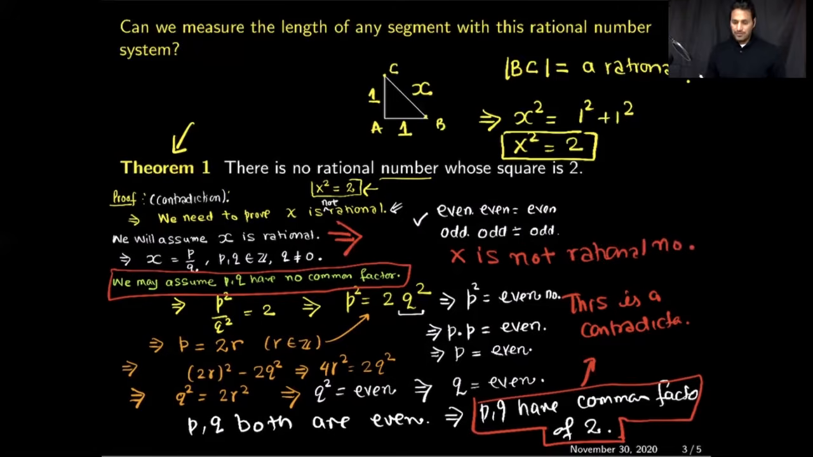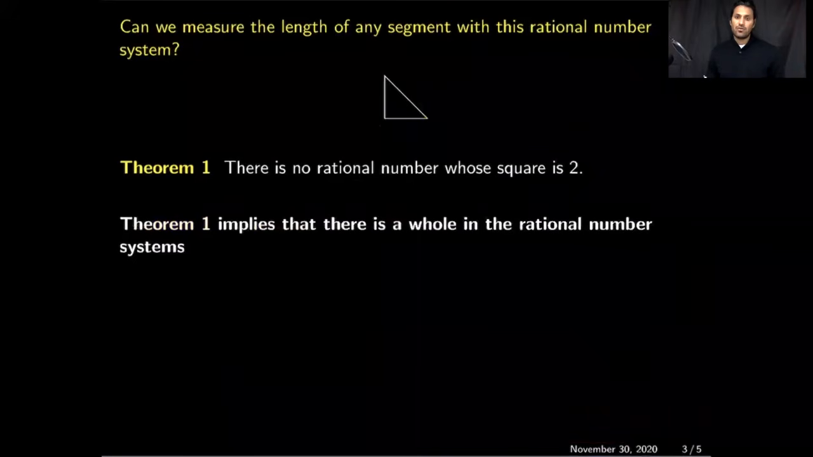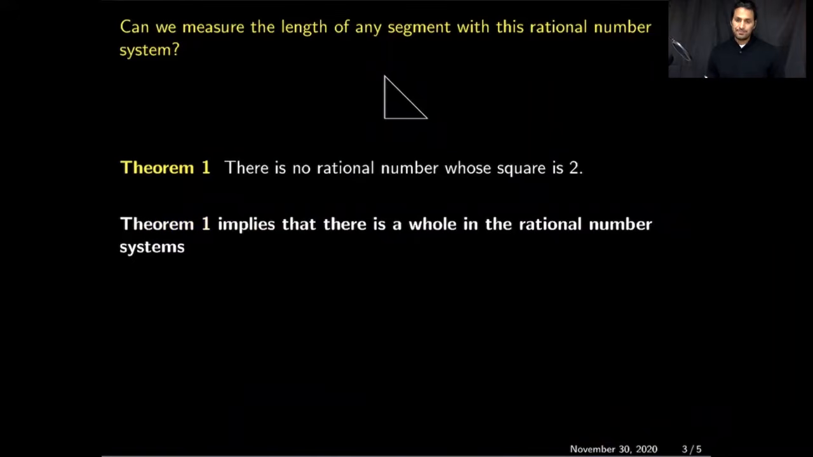So it means the rational number system is not complete, because we found a number which is not rational. Or in other words, if you have two numbers which are rational and you want to compute the length of that segment, which is basically the hypotenuse of a right angle triangle by the Pythagoras theorem, the third side is not a rational number. So in other words, the proof of theorem one implies that there is a hole in the rational number system.